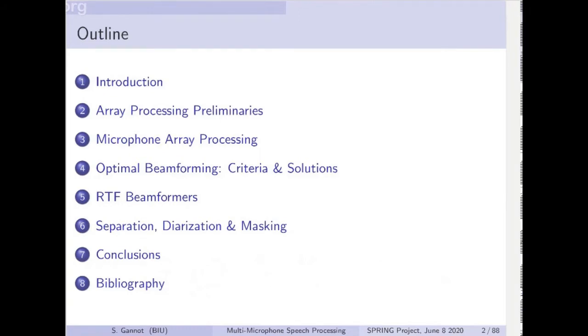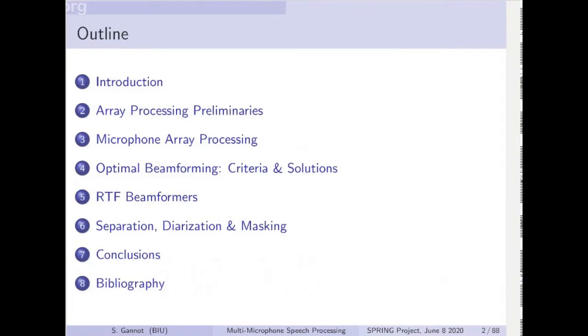So after talking about this new paradigm, I will talk about optimal beamforming, several criteria and their relation. Specifically, I will talk about beamformers that take into account the acoustic transfer function, more specifically the relative transfer function, which is related to it. I will explain about it later.